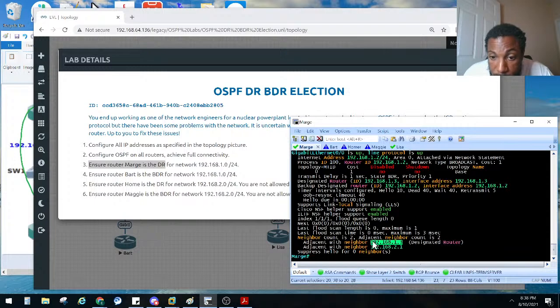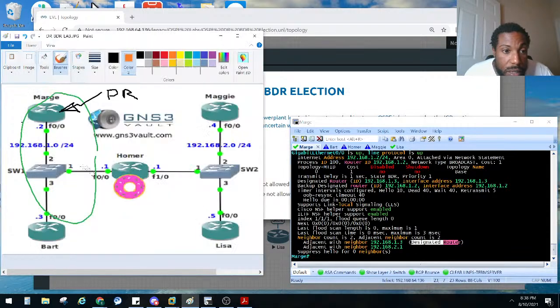1.3 for this segment right here. 1.3 is the designated router. Who is 1.3? 1.3 is Bart. So Bart is a designated router right now. But that ain't right. We wanted Marge to become the designated router. How do we do that?